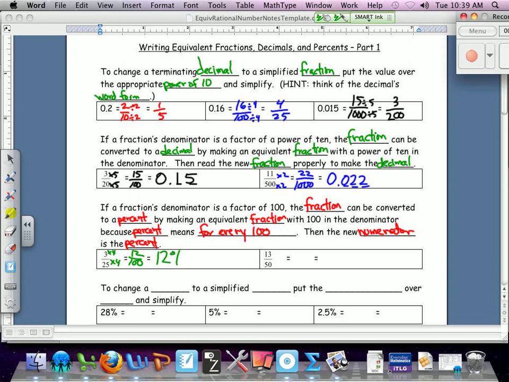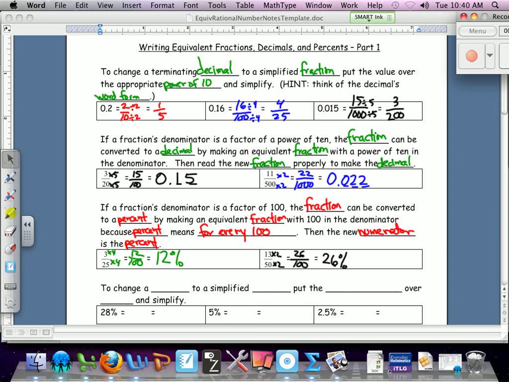So if I have 3 over 25, I can multiply the numerator and denominator by 4 and get 12 for every 100. 12 for each 100 means 12%. If I have 13 over 50, I can do times 2 times 2 and get 26 for each 100. And 26 for each 100 would be 26%.